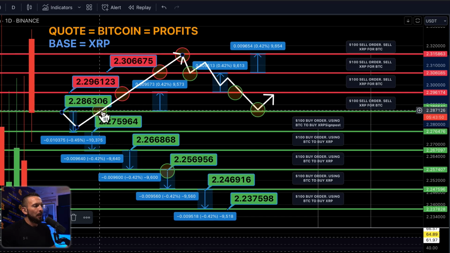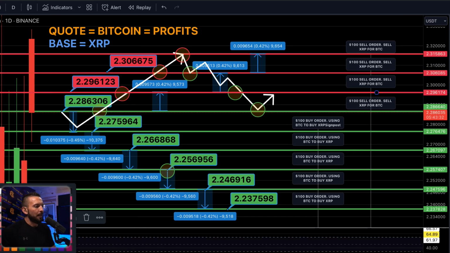When it gets to $2.28, it buys. Now it keeps going up and it hits this price point at $2.29. And it sells because it has come up by 0.24% from the lowest price point that it bought at, and it sells. Now, as soon as it sells, it's going to turn this red line green, and it's going to automatically place a limit buy order at that price point.